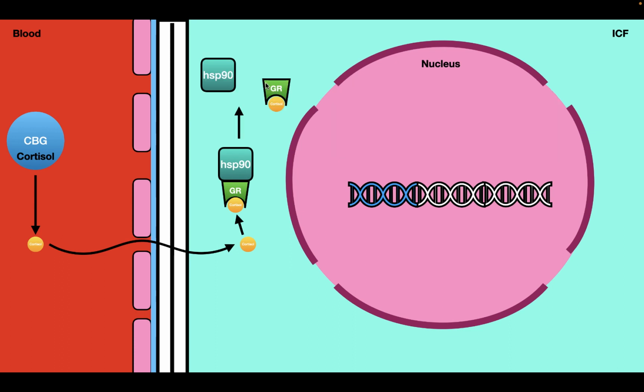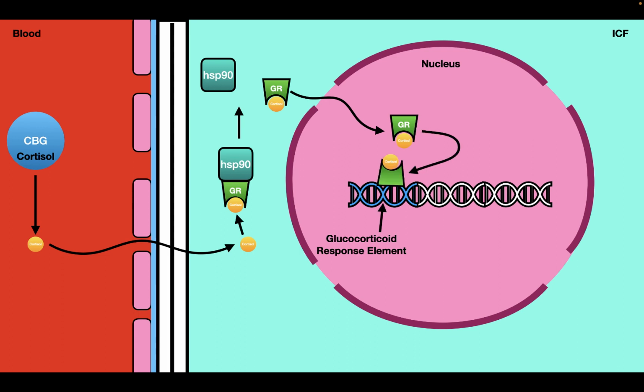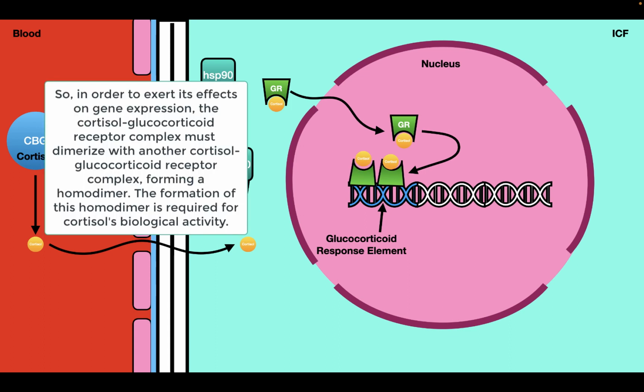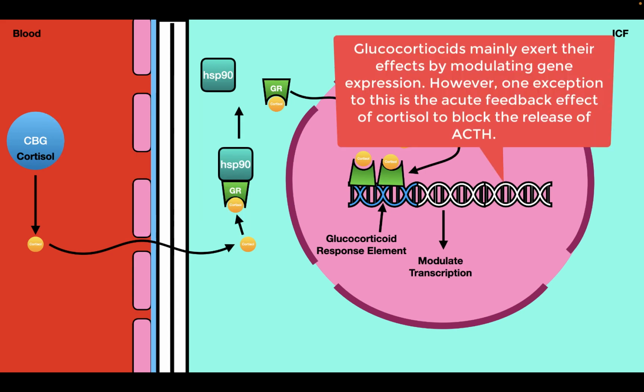So after this dissociation takes place, the glucocorticoid receptor cortisol complex will move into the nucleus, where it will modulate the transcription of certain genes. And it does this by binding to glucocorticoid response elements on DNA. Now, in order for the glucocorticoid receptor to exert its effects on transcription, the glucocorticoid receptor must make a homodimer with another glucocorticoid receptor. And after this dimer forms, the dimers are then able to modulate the transcription of certain genes. So this is how cortisol exerts its effects in cells.